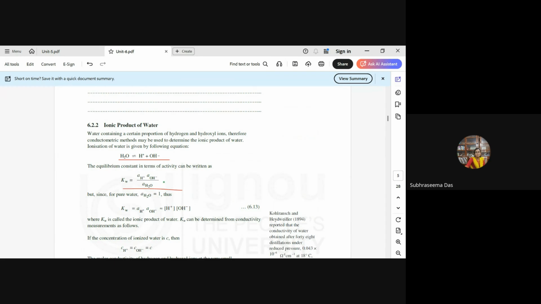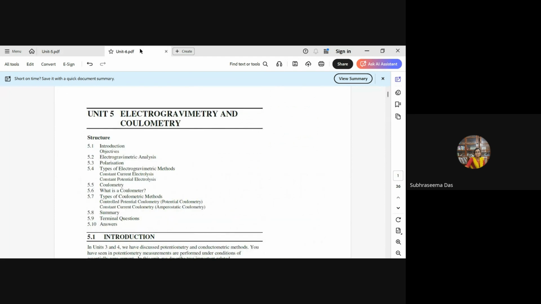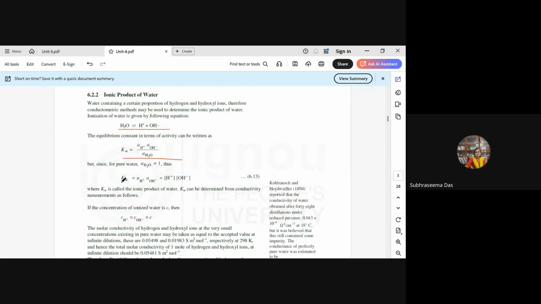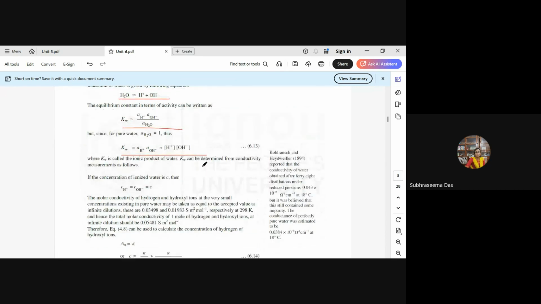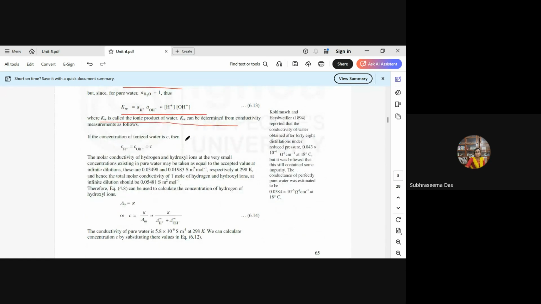Now the activity of water for pure water is 1. So therefore the ionic product, that is Kw, now becomes activity of H plus into activity of OH minus, or we can write concentration of H plus into concentration of OH minus. So here Kw is called the ionic product of water, and it can be determined as follows.